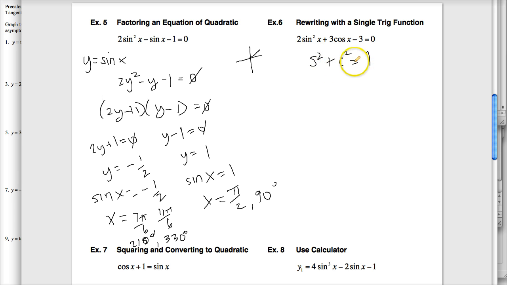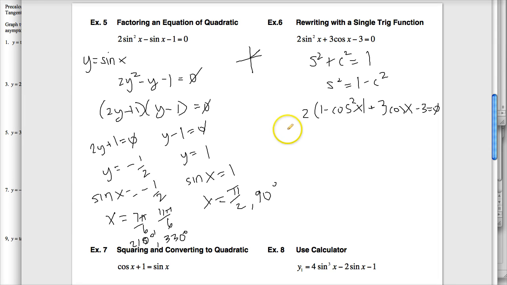If I got sine squared by itself in this formula that you already know, sine squared means the same thing as 1 minus cosine squared. I could put this 1 minus cosine squared everywhere I see sine squared in the problem. So 2 times (1 minus cosine squared), that's a closed parentheses, plus 3 cosine x minus 3 equals 0.